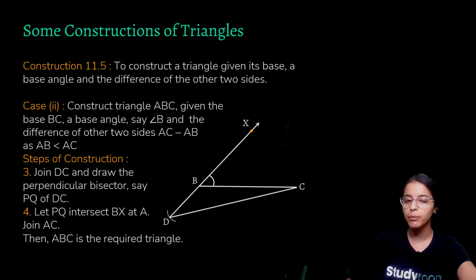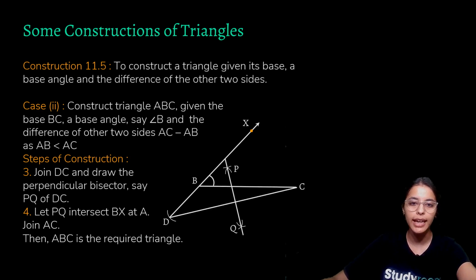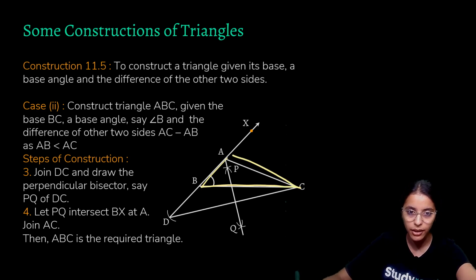Now we have the same procedure except this step, nothing is different. We just have to construct a perpendicular bisector by putting the needle at C, drawing an arc, then drawing an arc over here on the other side, and putting the needle at D and drawing an arc to intersect the arc drawn from C, and then drawing an arc over here. We have our P and Q, and we draw a line to intersect the BX ray. The point where they intersect is point A. And we'll just join AC to complete the triangle, and our triangle ABC is ready.